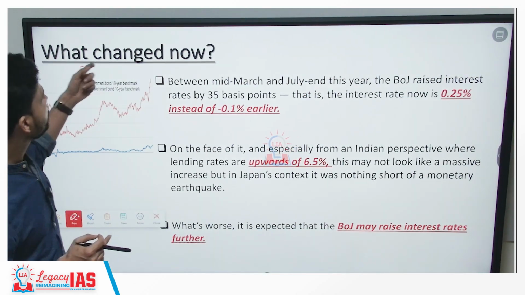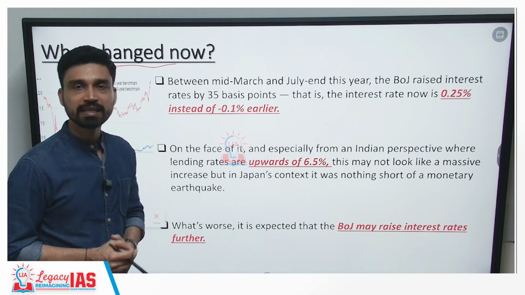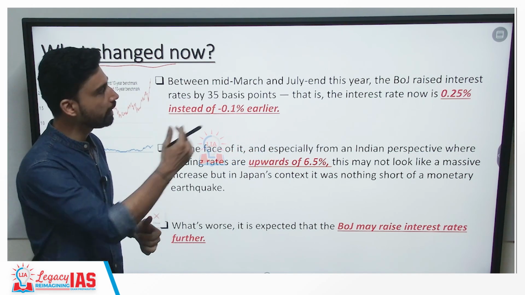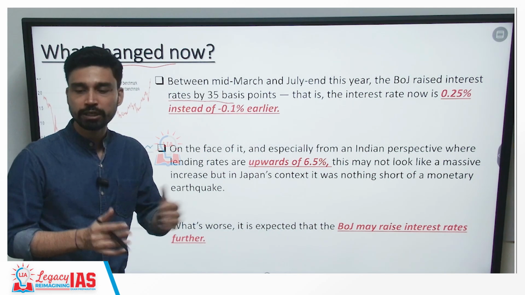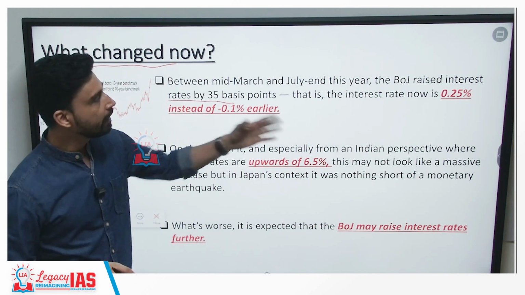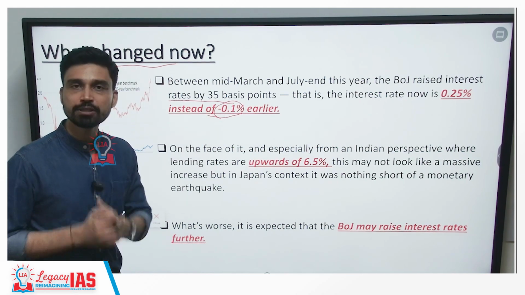Basically, what has changed recently is that in the last quarter, between mid-March and mid-July, the Bank of Japan raised the interest rate by 35 basis points. That means the interest rate is now 0.25% instead of negative 0.1% earlier.